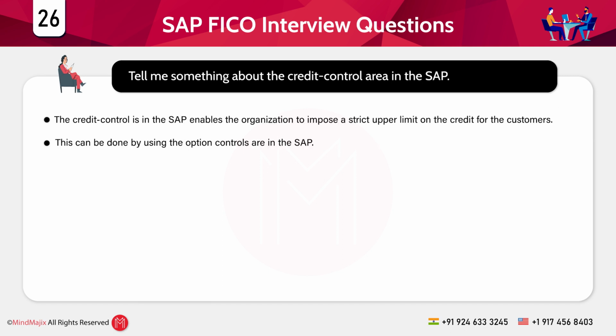The next question is, tell me something about the credit control area in SAP FICO. So the credit control in SAP enables the organization to impose a strict upper limit on the credit for the customers. So this can be done by using the option controls that are available in SAP. So it simply makes sure of avoiding the situation such as the risk of bad debts and outstanding receivables.